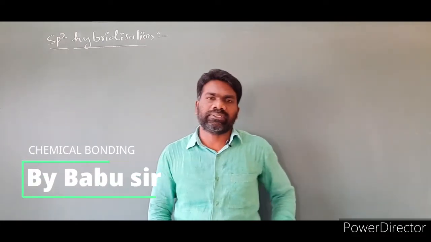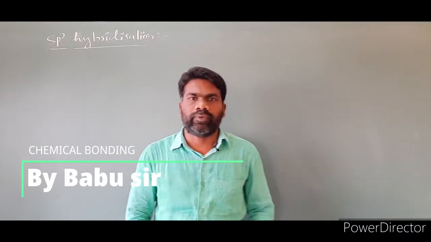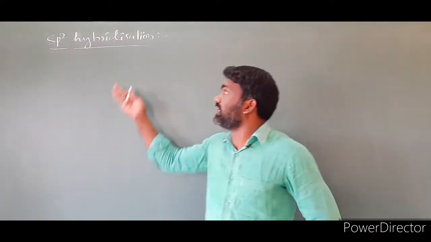In the last class you learned the types of covalent bonds based on the type of overlapping, and you learned hybridization and the types of hybridization. In that, the first type you learned was sp hybridization. Today we have the continuation of the topic, types of hybridization. The second one is sp2 hybridization.